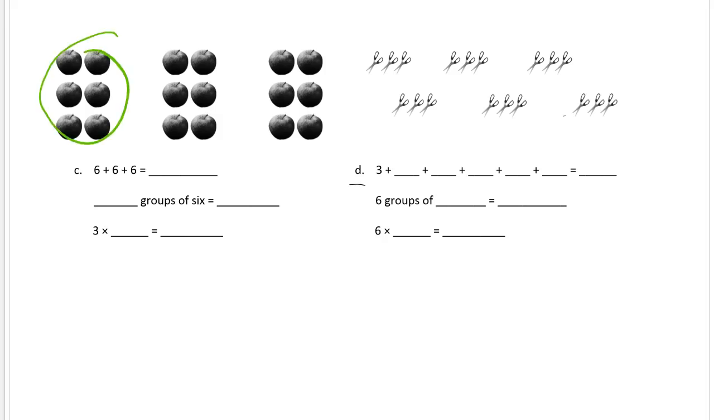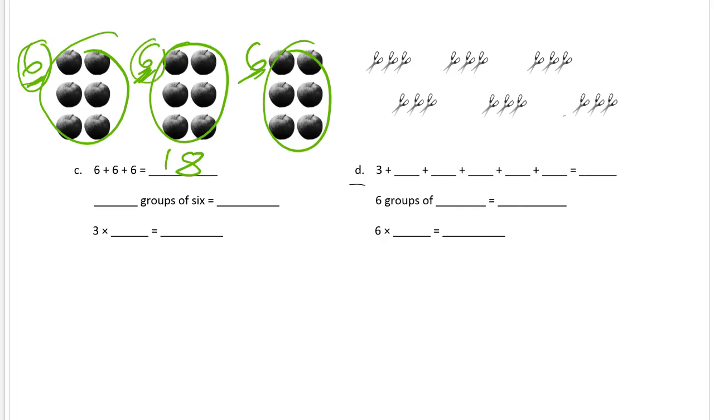Now we're adding 6s. We've got groups of 6. 1, 2, 3 groups of 6. These are 6s. So if we added these together, this 6 plus this 6 plus that 6, you can count them all. It's going to come to 18 apples. How many groups are there? 1, 2, 3 groups. 3 groups of 6. Because there are groups, there's 6 in each group, so they're groups of 6. Equals. Oops, that's not 6. Should be 3 groups of 6 equals 18 apples. And that's 3 times 6 equals 18 apples.